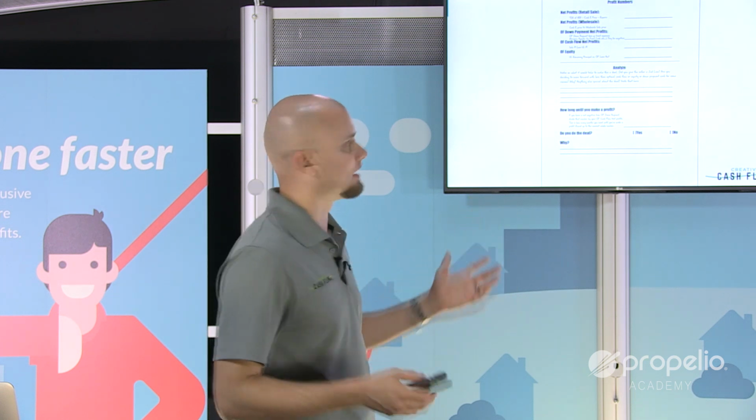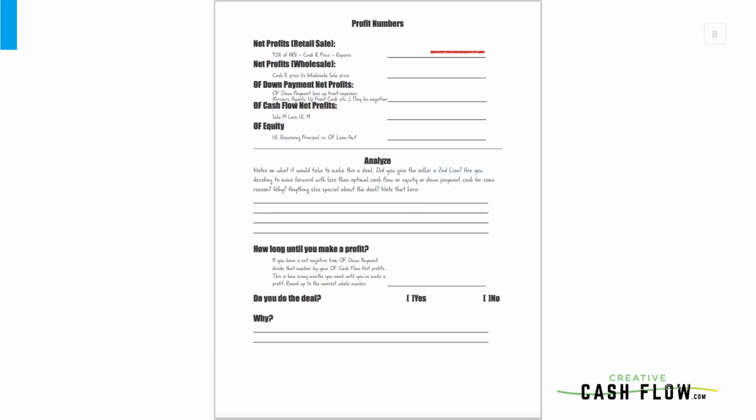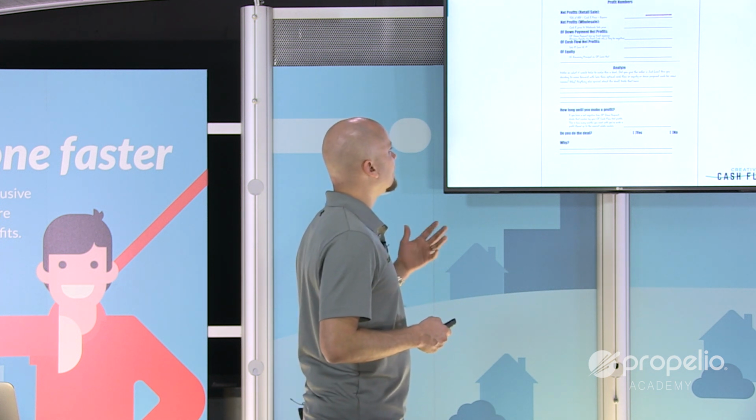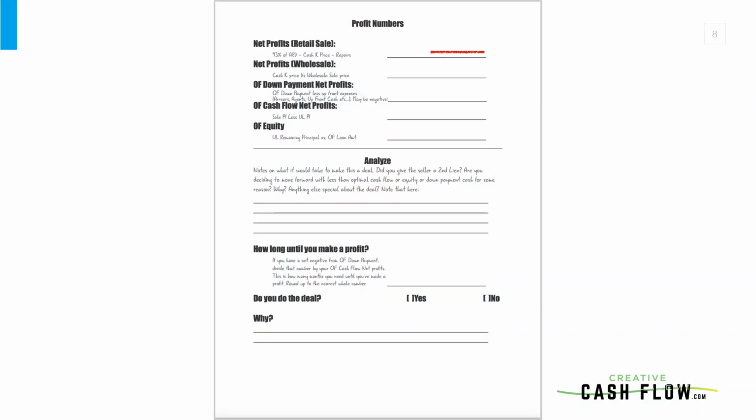I put 93% on here. But if you were able to sell it, that's where you would put that in there. But we can't sell for cash because we couldn't buy for cash, right? What is our net profit on the wholesale? Well, it would be the cash contract price versus the wholesale price, and we couldn't buy it for wholesale, right? I want to step back just for a second.